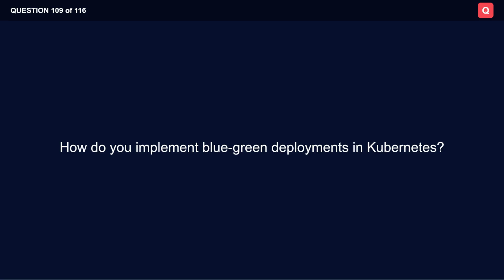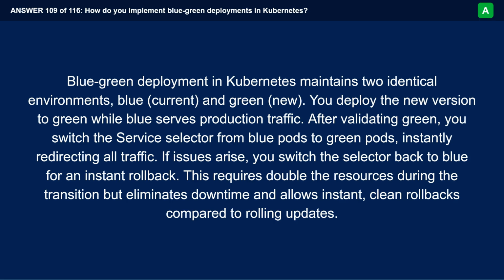How do you implement blue-green deployments in Kubernetes? Blue-green deployment in Kubernetes maintains two identical environments, blue, current, and green, new. You deploy the new version to green while blue serves production traffic. After validating green, you switch the service selector from blue pods to green pods, instantly redirecting all traffic.